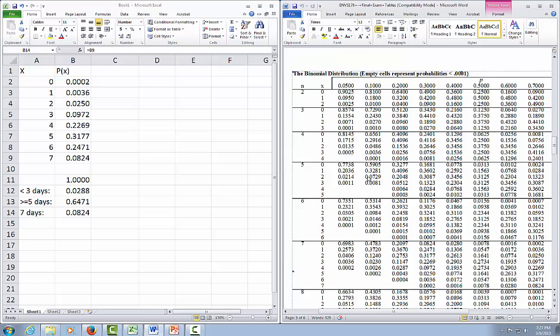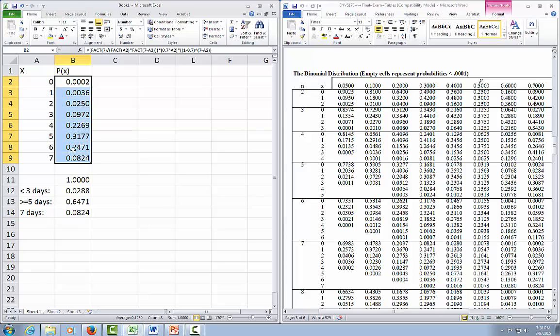So in our example, our n is equal to 7. And let's say we're looking for the example where all of the days are windy. We're going to look for x equals 7 in the second column, then read across until we hit our success rate where p is equal to 0.70. And here we find that our probability is 0.0824. It's the same as what we calculated in our Excel spreadsheet. And if we look at this column of values, it's the same as what we calculated here in our spreadsheet.